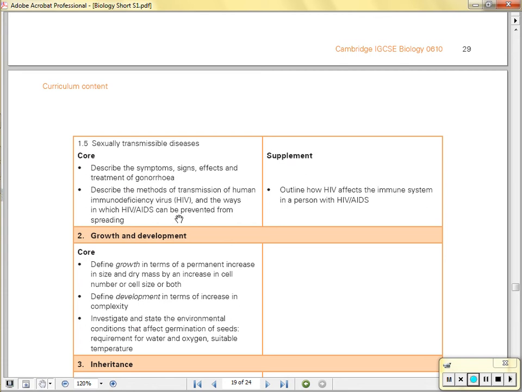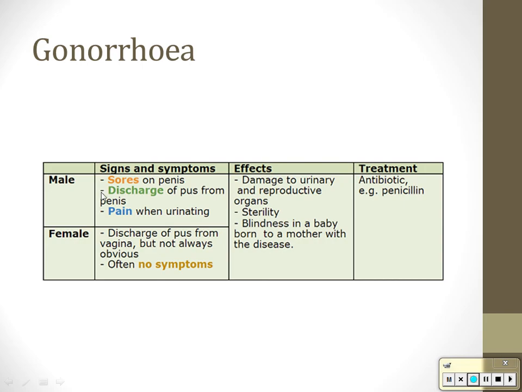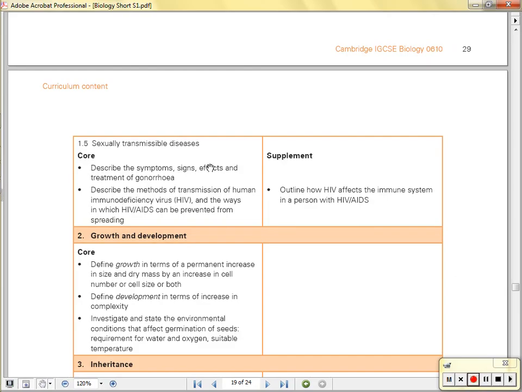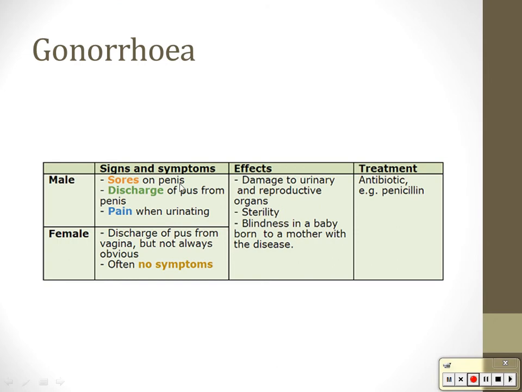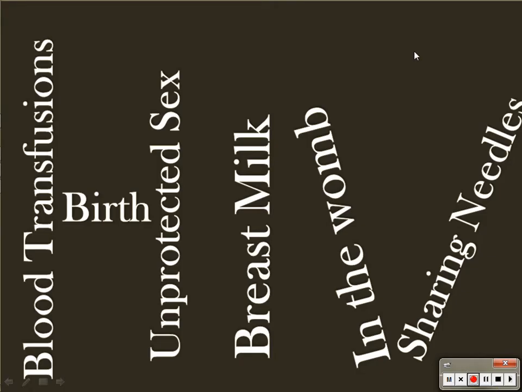STDs, the big ones for us are gonorrhea and HIV. So we go through gonorrhea first, then HIV. You need to know symptoms, signs, effects, and treatment of gonorrhea, and here's a nice little table for you. So there's your table.